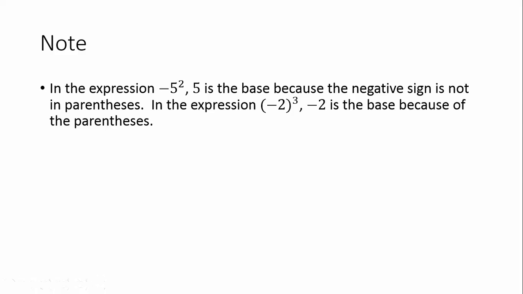And I want to make a quick note here. In the expression negative 5 to the second power, or negative 5 squared, the 5 is the base because the negative sign is not in parentheses. However, in the expression negative 2 to the third, notice that the negative 2 here is the base because of the parentheses. So if there are no parentheses around a number, but there's a negative sign out in front, the negative sign isn't included when you're multiplying the number. And we will look at some examples.